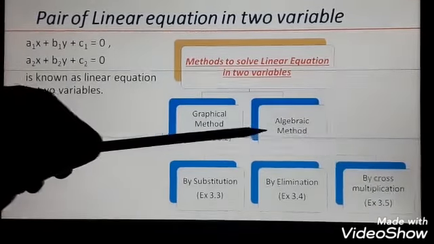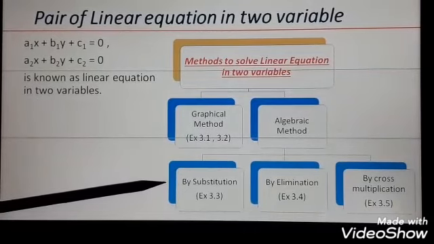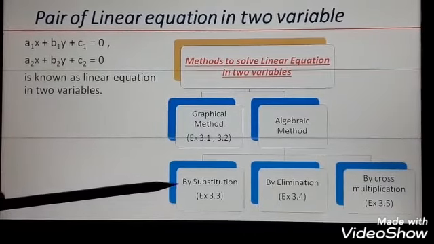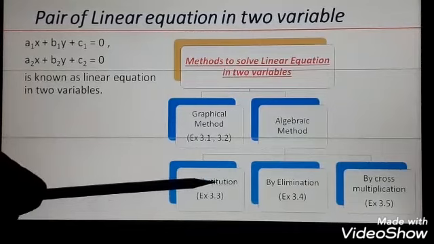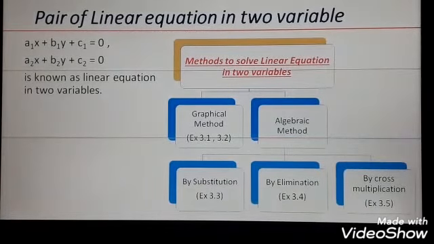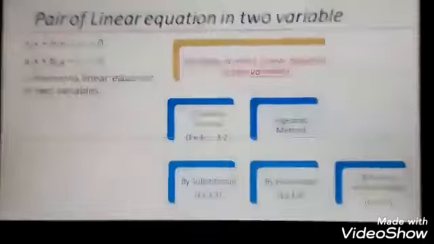And on algebraic methods, three exercises are based. There are three algebraic methods. First is by substitution, by elimination, and by cross multiplication. And then we have to solve some word problems, some statement questions on these topics.